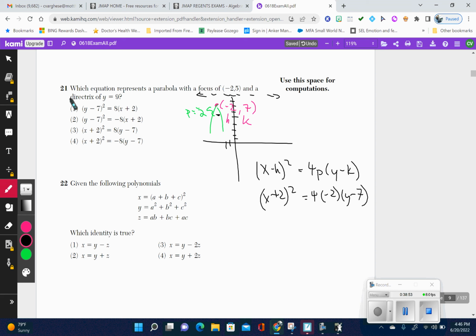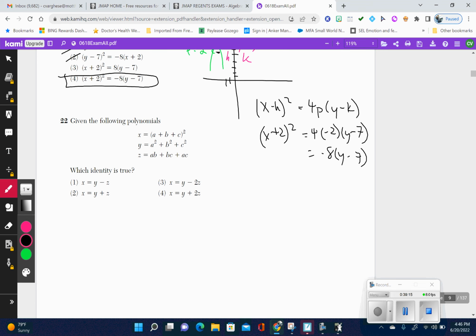So (x + 2) squared is going to be, boom, one of these two. And this is going to equal -8(y - 7). So -8(y - 7). So it's going to be choice 4. Okay. Which identity is true.